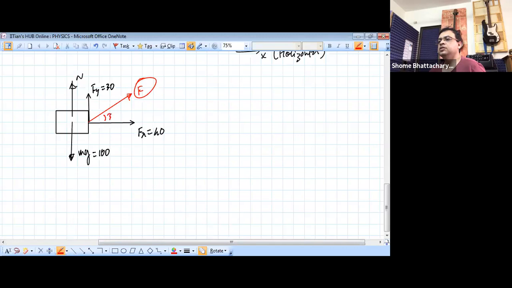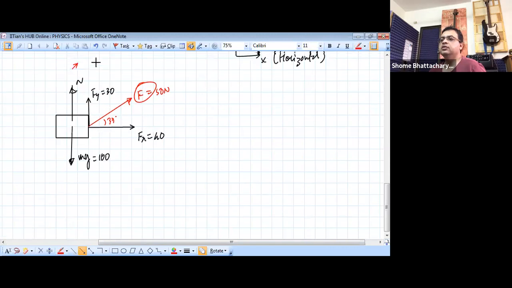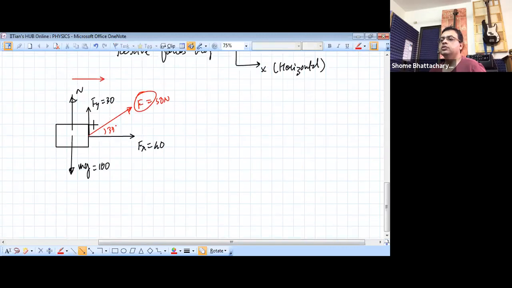Because this angle was 37 and this was 50 meters, we can replace this force with the two components. And we can see that the body is accelerating along the horizontal direction with some unknown acceleration, which we have to calculate. In our system of axes, we have taken the horizontal direction as our x-axis and the vertical direction as our y-axis.